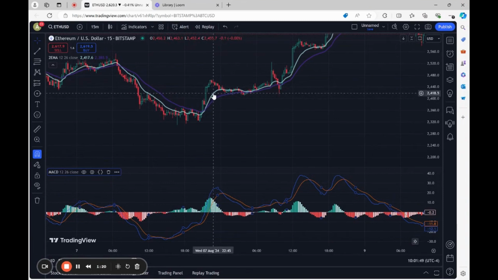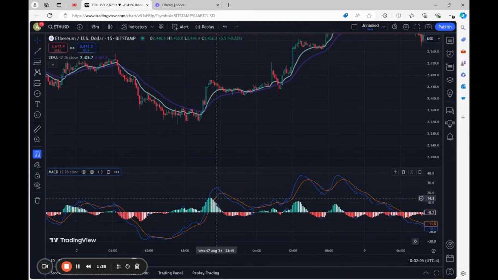When the 12-day moving average is above the 26-day moving average, we see that the MACD line is above the zero line. And when the 26-day moving average is above the 12-day moving average, we see the MACD line is below the zero line. Next, we have the signal line, which is this orange line.